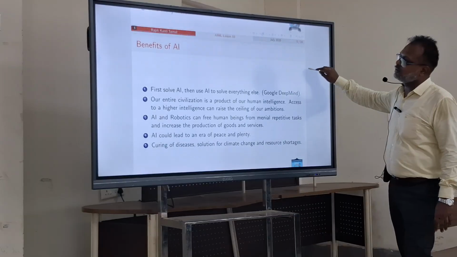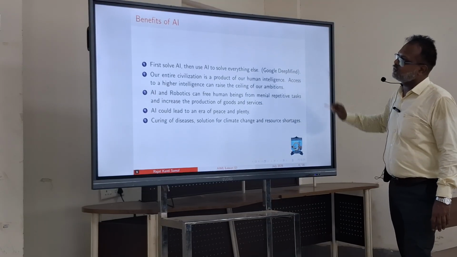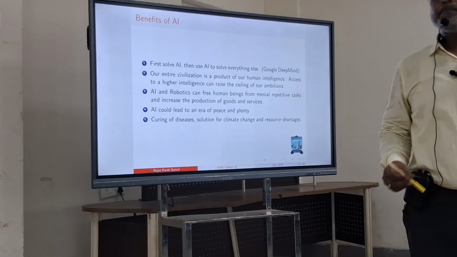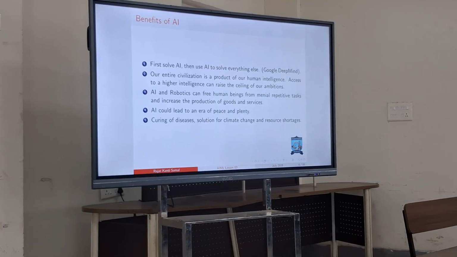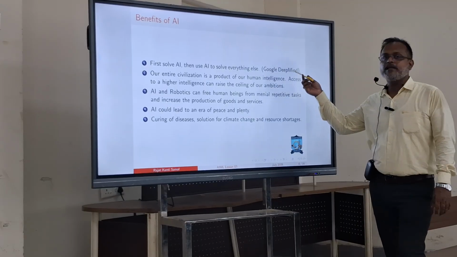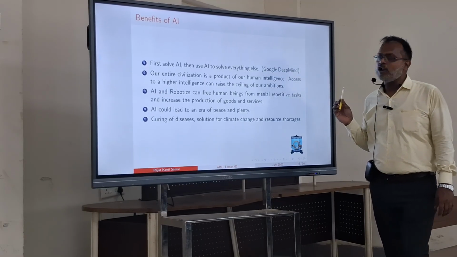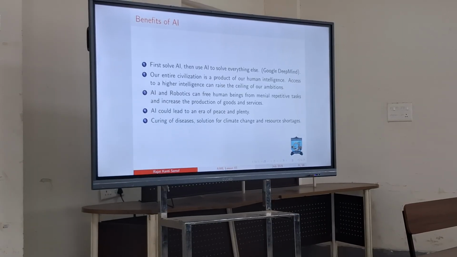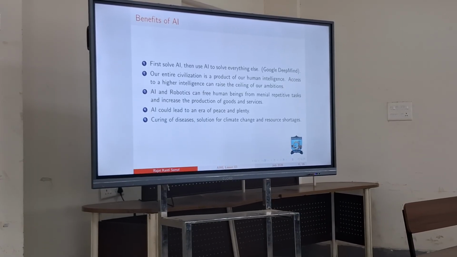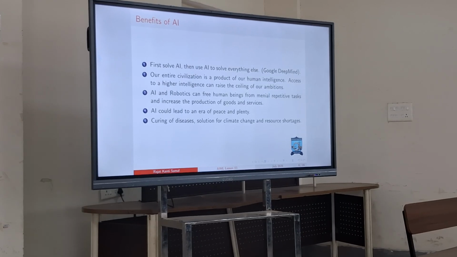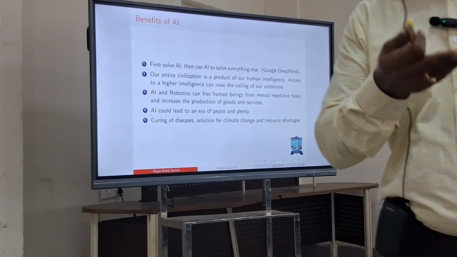Benefits of AI. So before going to the risks, we'll go to the benefits of AI. So first solve AI, then use AI to solve everything else. So this is the concept of Google DeepMind. Solve AI means develop AI. Okay, then use AI like a slave to solve everything. But as we know, slaves, they will revolt. So I showed you that movie picture, I, Robot.